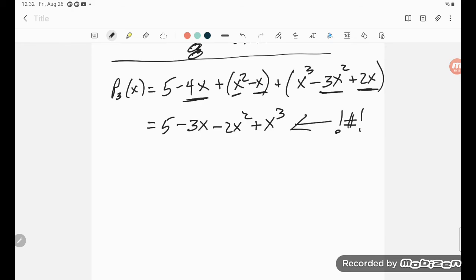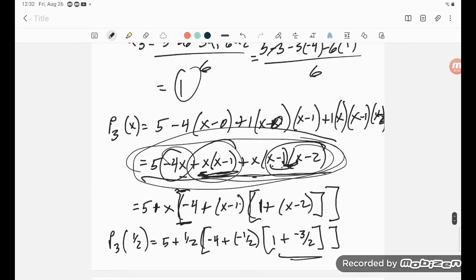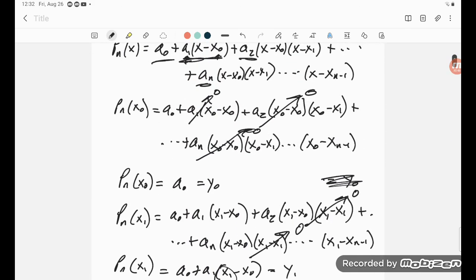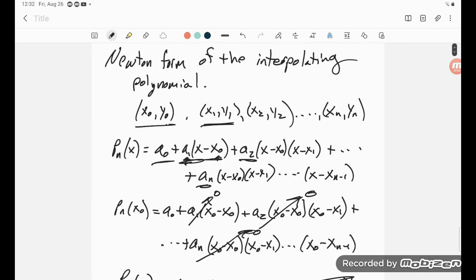That is what we got with the Lagrange interpolation, I believe. I think we did this with Lagrange, but at any rate, yes, that is the correct answer in standard form. And so, yes, this is all good. So that is the Newton form of the interpolating polynomial, coming way back here, so quite a bit of stuff.